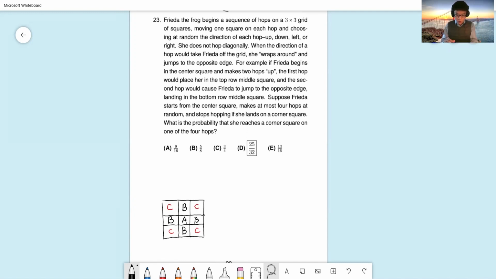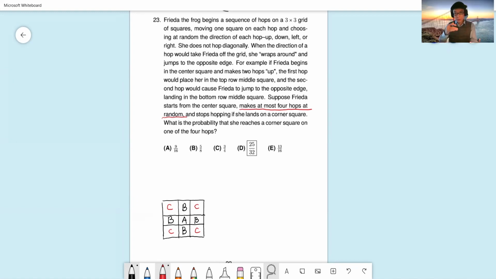Now let's see. The question here is, if the frog hops at most 4 times, the frog makes at most 4 hops at random. What's the probability she reaches a corner square on one of these hops?